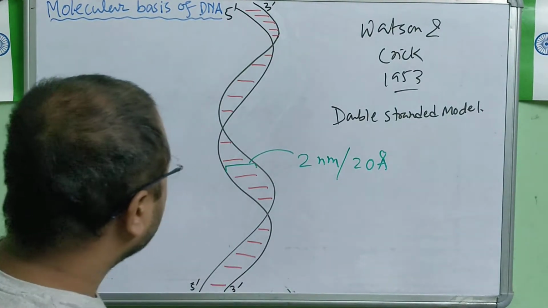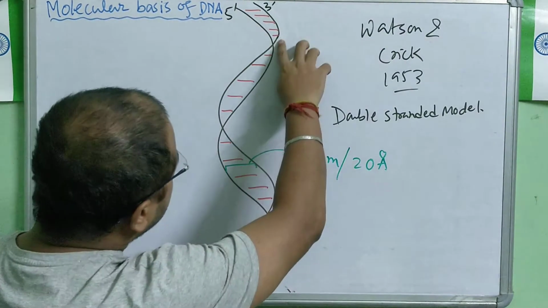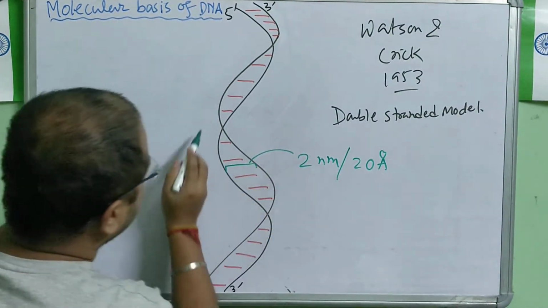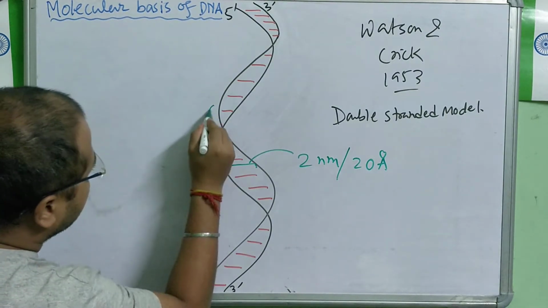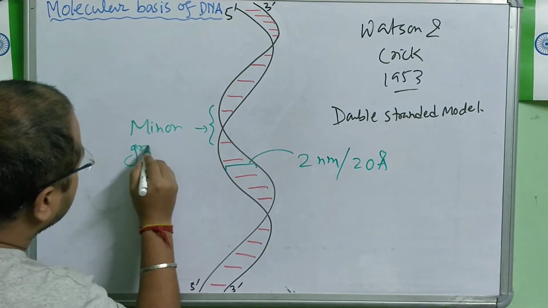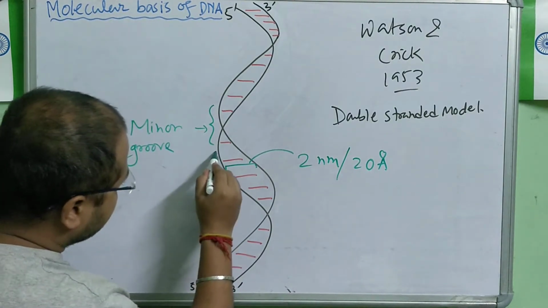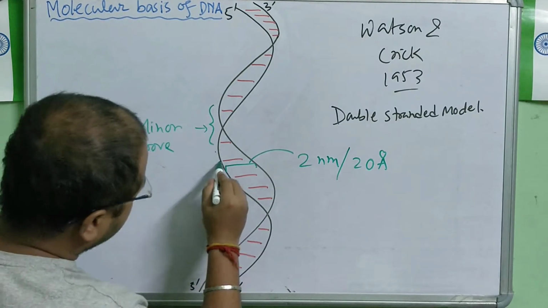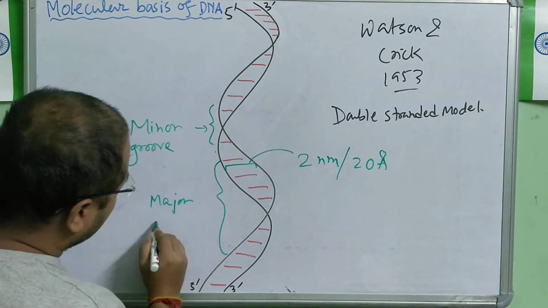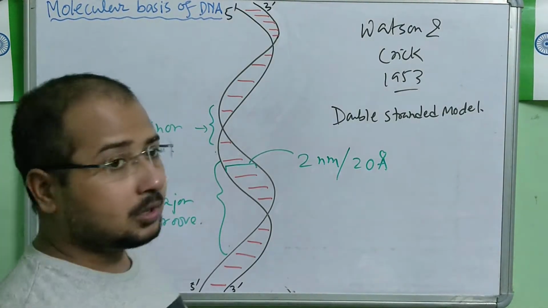Now you can see here some locations which are visible. Let me name this. This part is known as the minor groove, and from here to here, this area is the major groove. Minor groove and major groove.